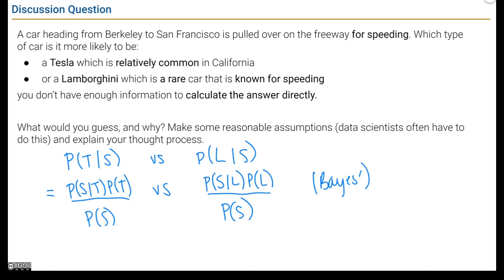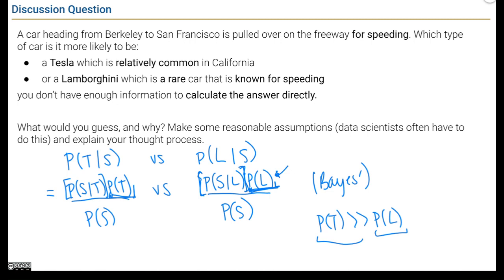One thing we're going to notice is Lamborghinis are relatively rare. So this number is going to be very small right here, and this number is going to be much, much larger. So we're going to say probability of T is much, much larger than probability of L. Now, the probability it's speeding given it's Tesla versus speeding given it's Lamborghini. Let's say that this probability is bigger. That's fine. I'm going to say that's bigger than this one. I don't think that that probability can be so much larger to compensate for the fact that Lamborghinis are much less common than Teslas.